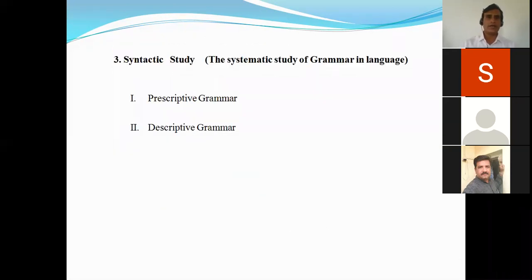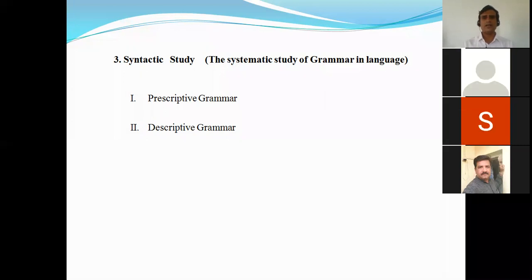Let us go ahead. The third level to understand the language in linguistic analysis is syntactic study. It means the systematic study of grammar and language. There are two types of grammar. The first is prescriptive grammar and the second is descriptive grammar.